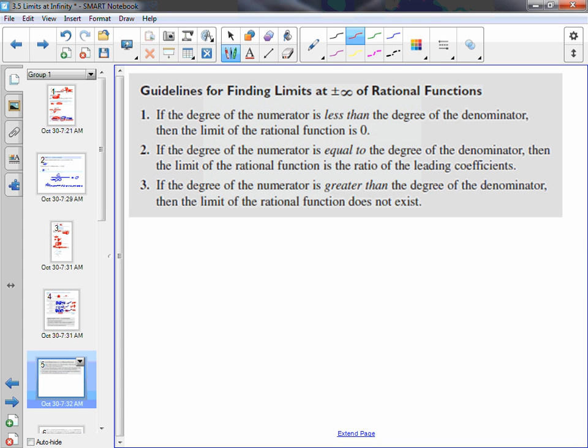If the degree of the numerator is less than the degree of the denominator, then the limit as x approaches infinity or negative infinity is 0. If the degree of the numerator is equal to the degree of the denominator, then the limit as x approaches infinity or negative infinity is the ratio of the leading coefficients. And if the degree of the numerator is greater than the degree of the denominator, then the limit of the function as x approaches infinity or negative infinity does not exist. It equals infinity.